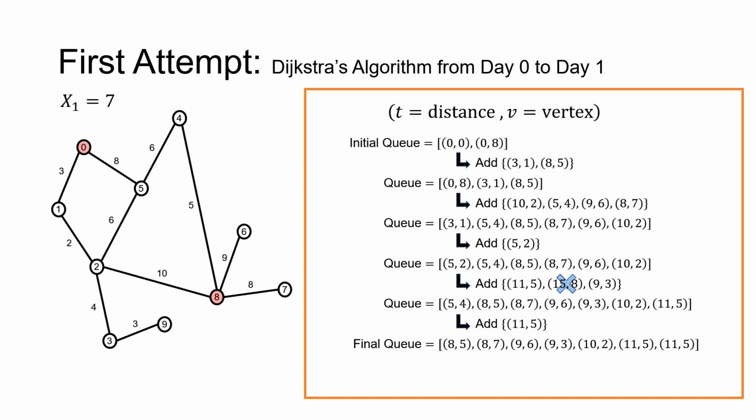Let's proceed to solving the problem. Our initial approach is to apply Dijkstra's algorithm d times. We start with Dijkstra from day 0 to day 1 to determine the situation at the beginning of day 2. Let's briefly review how Dijkstra's algorithm works. We maintain a queue of already infected people and store tuples containing the distance from the infectors and the vertex being considered. We repeatedly select the tuple with the minimum distance from the queue, examine its adjacent vertices, and add them to the queue if they have not been reached before. This process continues until the queue is empty.